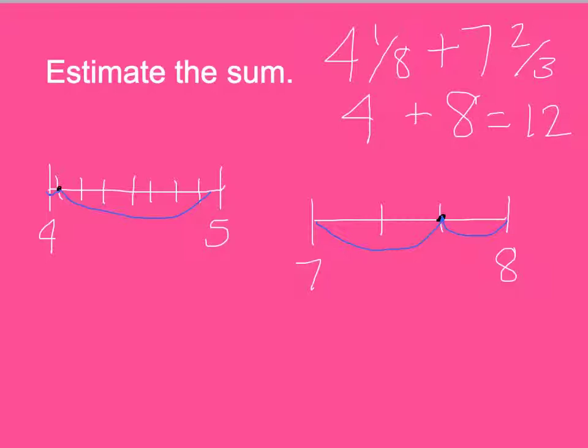It's very similar to finding the estimates of fractions, only instead of looking at 0 and 1, we're looking at the two whole numbers that are above and below our mixed number.